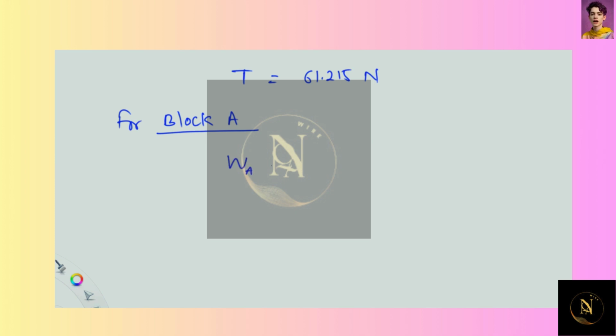Now for block A, again using the same work energy theorem, work done on A, that is net force T minus force of friction multiplied by the distance, which is again the same 2 meter, is also equal to the change in kinetic energy, 0 minus half into 8 into 0.9 squared.